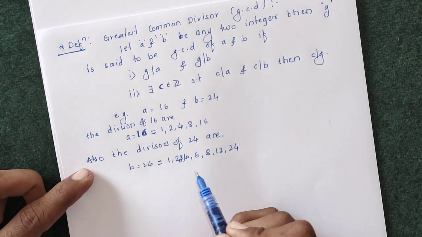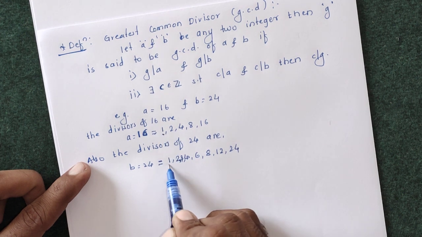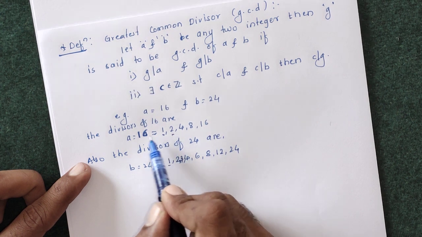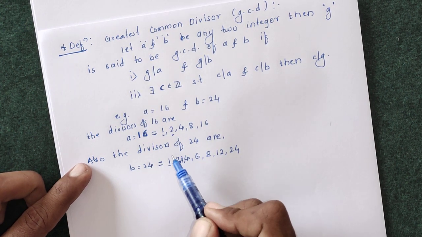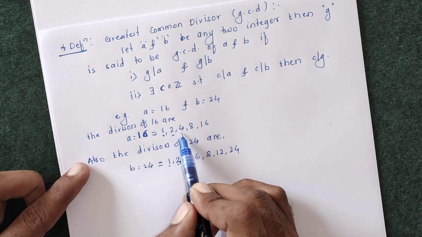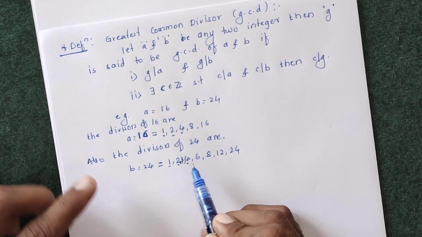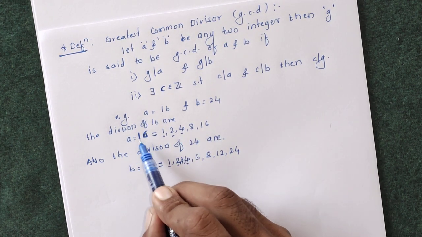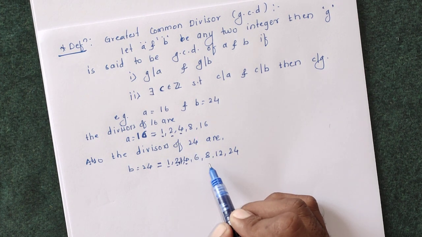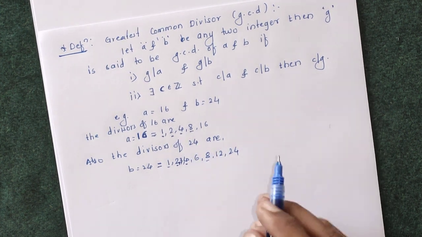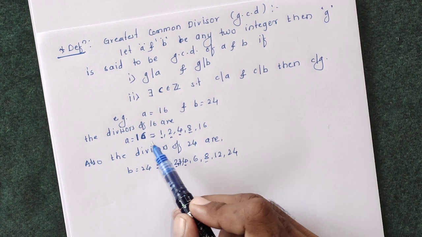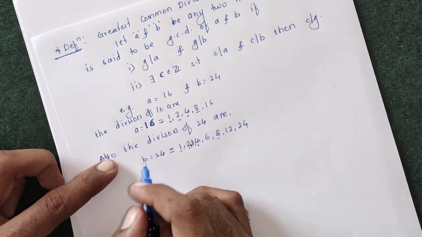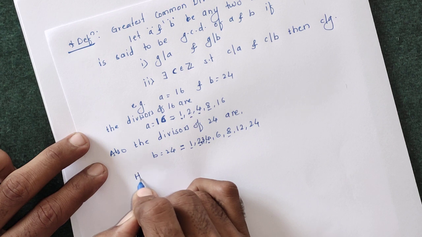Here, first of all, we find the common divisors. 1 divides 16 and 1 divides 24, so 1 is a common divisor. Now 2 divides 16 and 2 divides 24, so 2 is a common divisor of 16 and 24. Now 4 divides 16 and 4 divides 24, so 4 is a common divisor. 8 divides 16 and 8 divides 24, so 8 is a common divisor. Now 16 divides 16, but 16 doesn't divide 24.